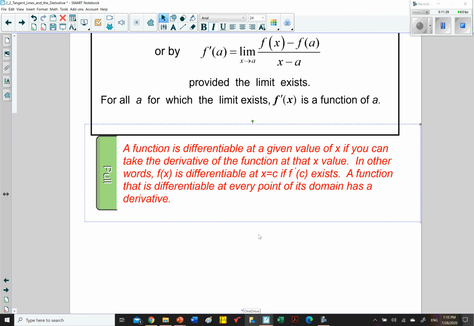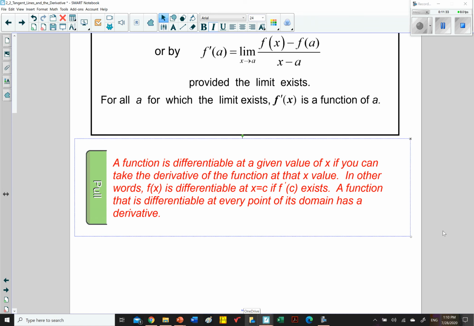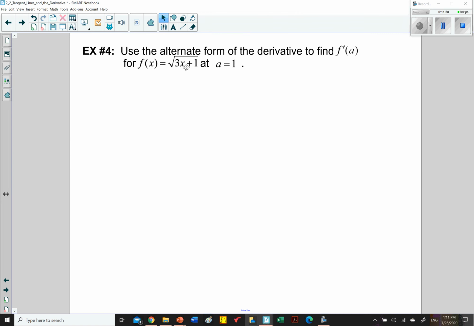A function is differentiable at a given value of x if you can take the derivative of the function at that x value. In other words, f of x is differentiable at a point if the derivative exists. A function that's differentiable at every point of its domain has a derivative. This will be important when we get to justifying free response questions. So first we're just going to practice.